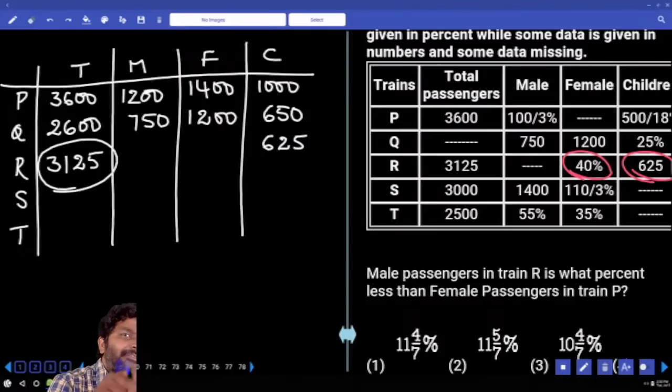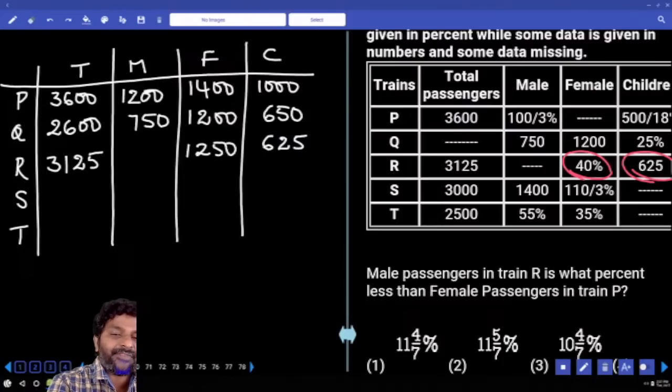Female are 40%. Total so far. Remaining, that means male and female both are equal, right? What is 10% you said? Double, again double.